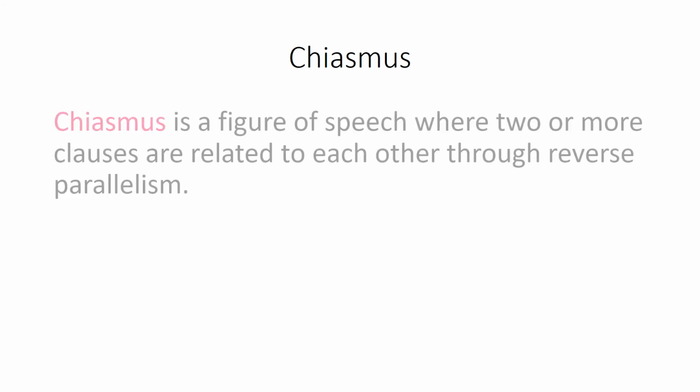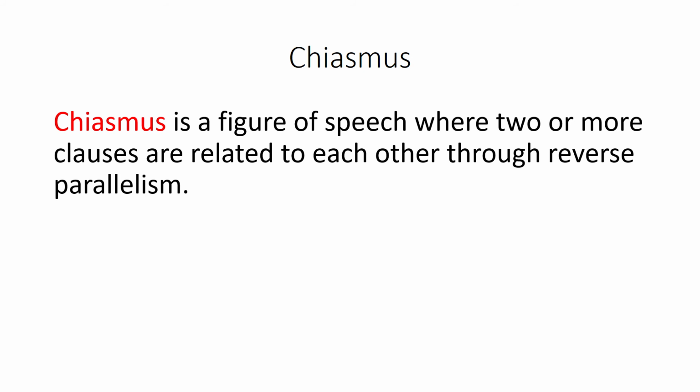Chiasmus. What is chiasmus? Chiasmus is a figure of speech where two or more clauses are related to each other through reverse parallelism. If you're thinking at this point, wait, what? You're all right. Don't worry. Everybody else asks the same question. So let's take this step by step so we fully understand what chiasmus is.